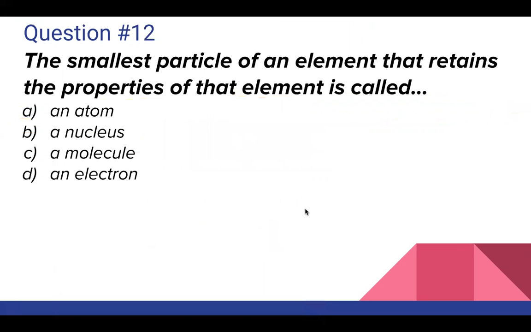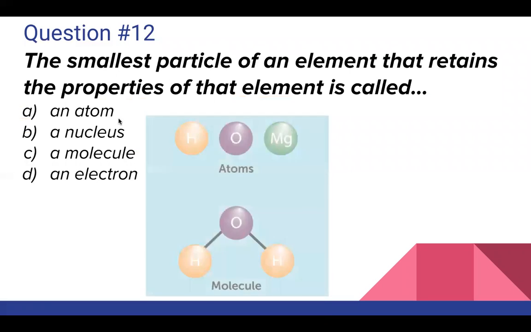All right, the smallest particle of an element that retains the properties of that element is called, let's see the choices: an atom, nucleus, molecule, an electron. Well, that sounds like an atom to me. So atoms are the smallest particles of an element that retain their properties.